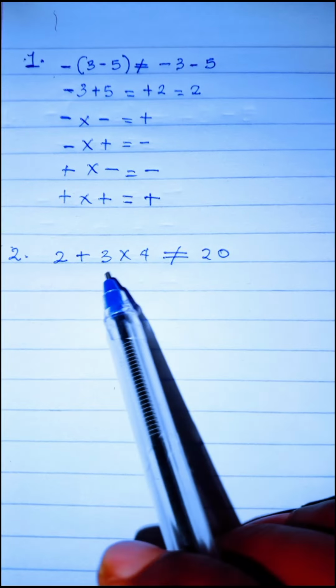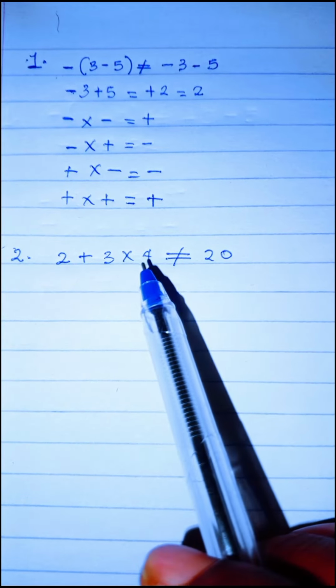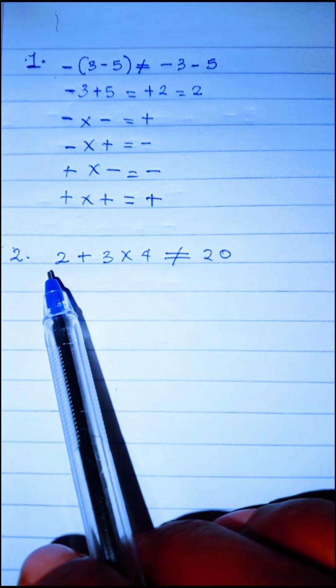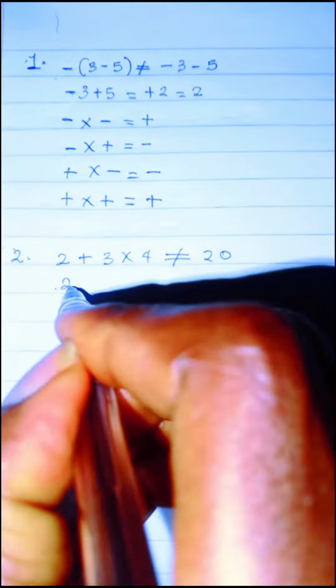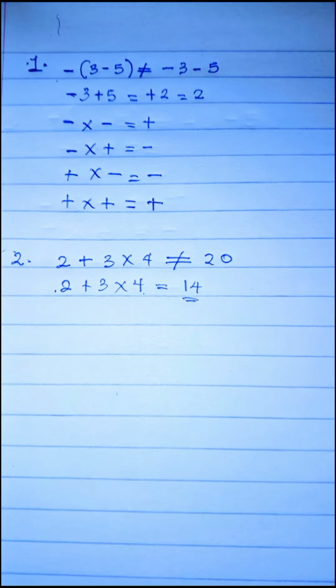The next on the list is 2 plus 3 times 4 is not equal to 20. You can say 2 plus 3 multiplied by 4 to be equal to 20. This is wrong. In BODMAS, multiplication comes first. So you will multiply 3 and 4 first, then you add 2. So the correct answer here is going to give us 14. So 2 plus 3 times 4 will be equal to 14. 3 times 4 is 12. 12 plus 2 is 14.